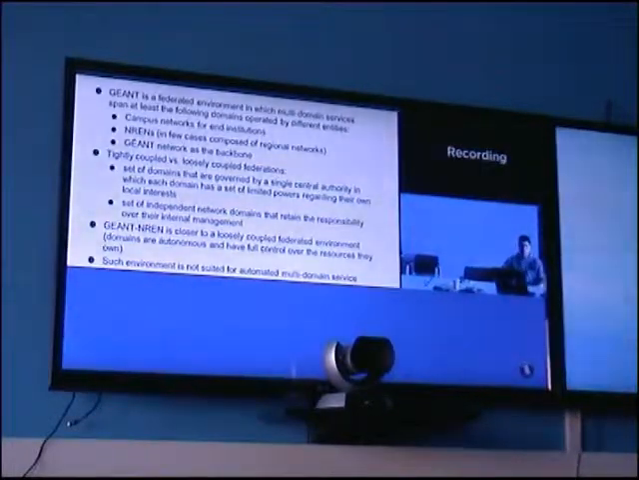And we can divide them broadly in two types: tightly coupled and loosely coupled federations. Tightly coupled federations are those that are governed by a single central authority, and each domain has a limited set of powers regarding their own local interests. Loosely coupled federations are a set of independent network domains that retain responsibility over their internal management. So I think we can agree that our Geoengineering environment is much closer to a loosely coupled federated environment, where all the domains have full control over the internal resources.